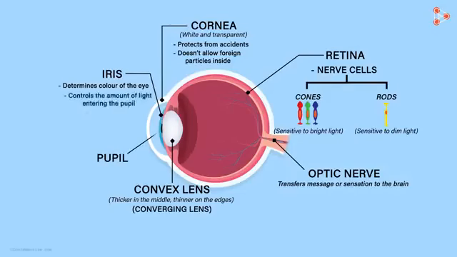Iris controls the light entering through the pupil by contracting and expanding. Behind the pupil, there is a converging lens which focuses the light on retina. Retina consists of two types of nerve cells, namely cones and rods. They transfer the message through the optic nerve. There is a lot of information to digest, so we will stop here and continue to learn more about the eye in the next lesson.